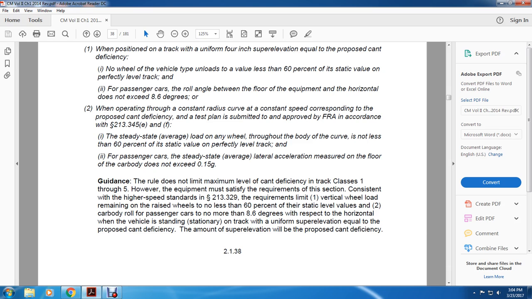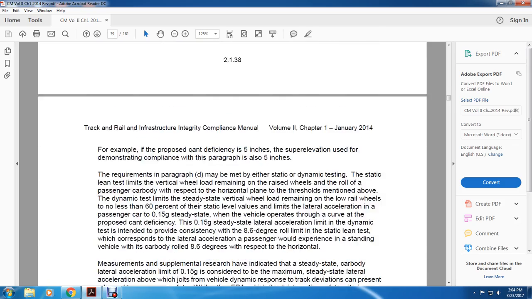Guidance: the rule does not limit the maximum level of the cant deficiency for track classes 1 through 5. However, the equipment must satisfy the requirements of the section consistent with the higher speed standards, section 213.329, with the requirements of: 1, vertical wheel load, with the remaining of the raised wheel not less than 60% of the static wheel level values, and 2, the car body roll of a passenger car no more than 8.6 degrees with respect to the horizontal when the vehicle is standing and stationary on the track with uniform super elevation equal to the proposed cant deficiency amount of super elevation.